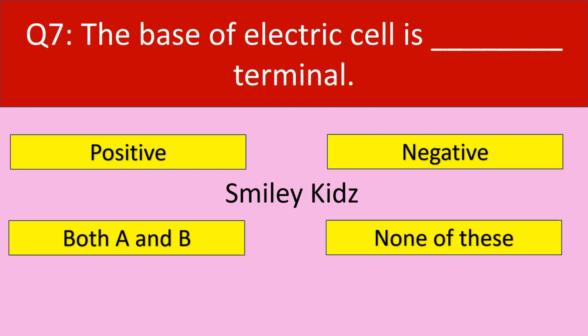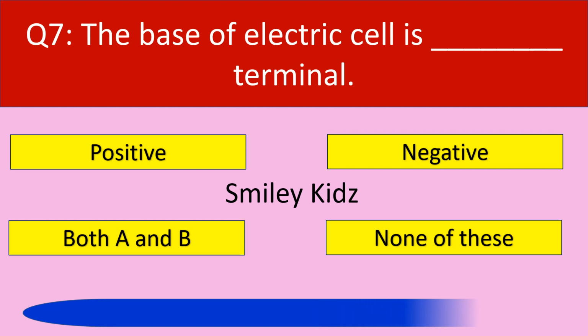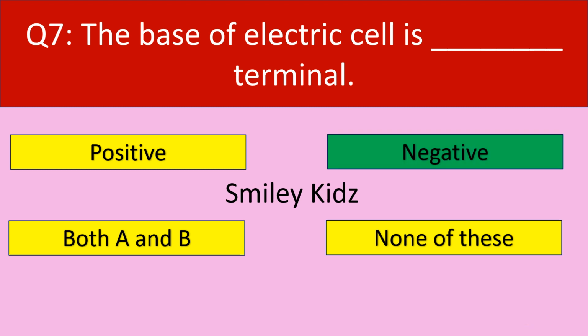Question number 7. The base of electric cell is dash terminal. Options are positive, negative, both A and B, none of these. Your time starts now. Your time is up. The correct answer is negative. The base of electric cell is negative terminal.